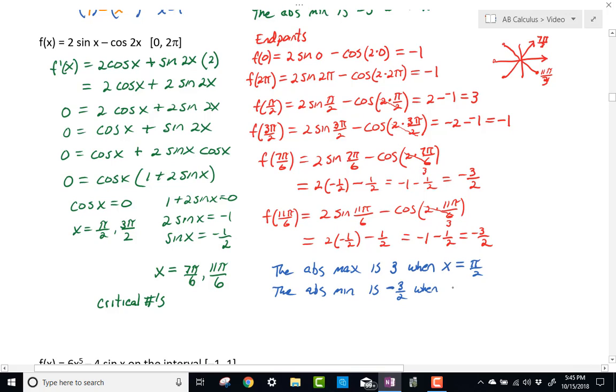when x equals, is that the lowest one? Yeah, all three of the others were -1. So when x equals 7 pi 6 and 11 pi 6. Alright, so there we go. Alright, let's see what we got on the next one here.